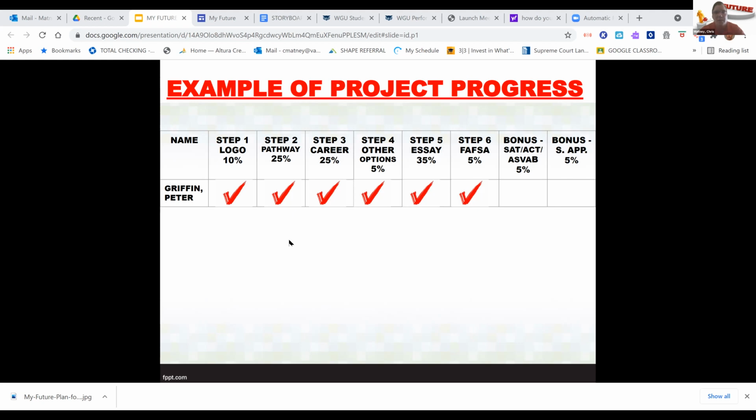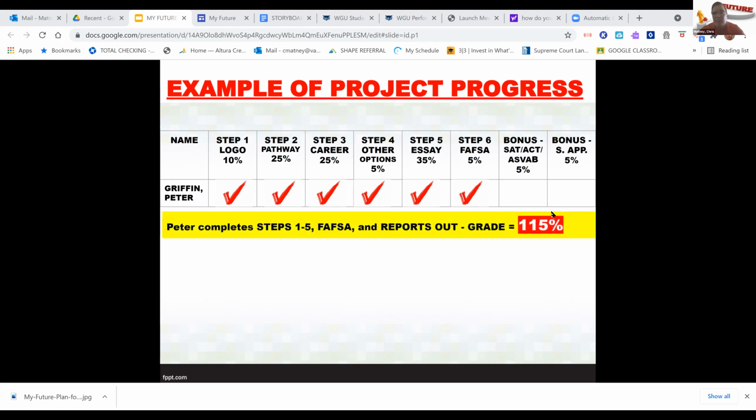At this point, Peter is at 105% of his project. He hasn't even reported out yet, guys. Okay, now where he reports out, add on 10%. He's got 115%. He's done. He did not do the SAT for whatever reason, or ACT or ASVAB, and he didn't apply for scholarship, but he did do this. He's got 115%. So what I'm telling you, you guys, do you have to do all the steps? You do the steps you want to do, but the more you do, the better your grade.